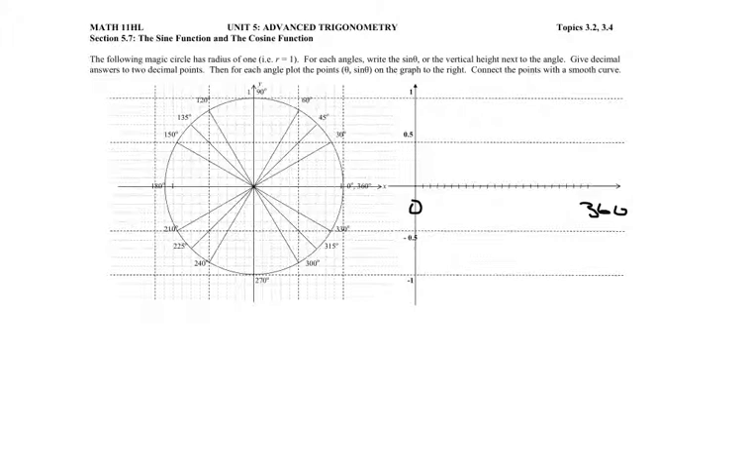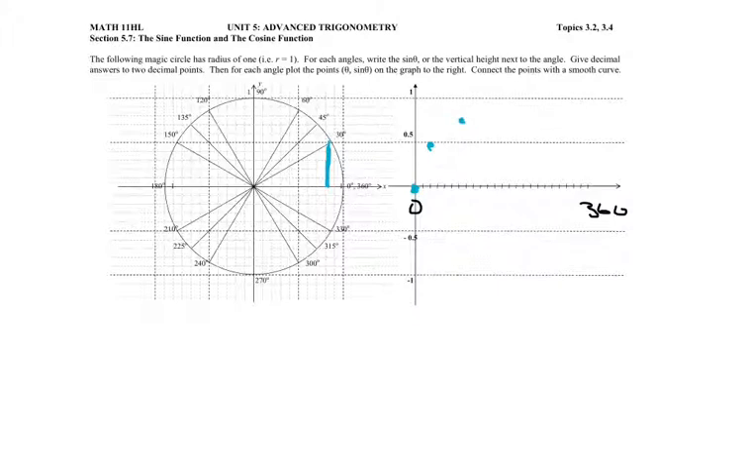At 0 degrees, the height is my y-coordinate. At 0 degrees, the y-coordinate is 0. So I can put 0. And then if I look at 30 degrees, here, my y value is this height. So if I trace that over, then at 30 degrees I'm here. At 45 degrees, I've got a y value here. That's going to put me about here.